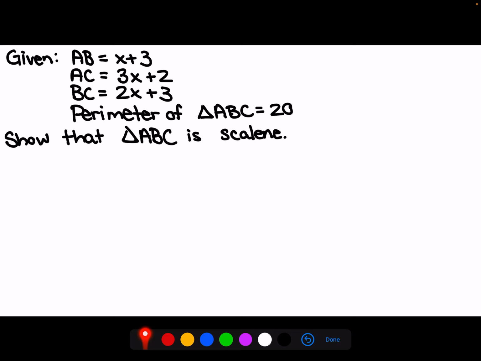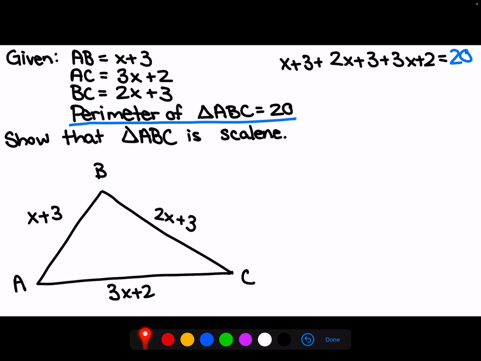The first thing that I'm going to do here is I'm going to draw my triangle ABC, and I'm going to list all my sides. So I have AB as x plus 3, BC as 2x plus 3, and AC as 3x plus 2. Now, I also know the perimeter, the distance around this figure, is 20. So I can go ahead and say that if I add up each of these segments, it will equal 20 in length. So I now have AB plus BC plus AC equals 20.